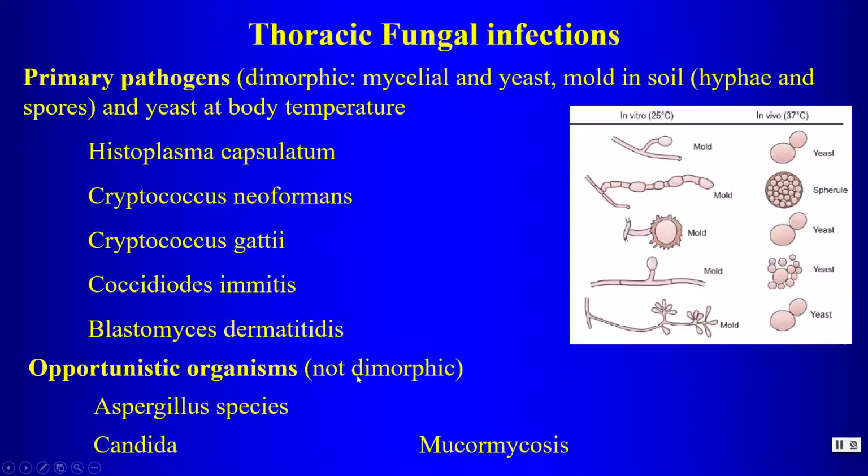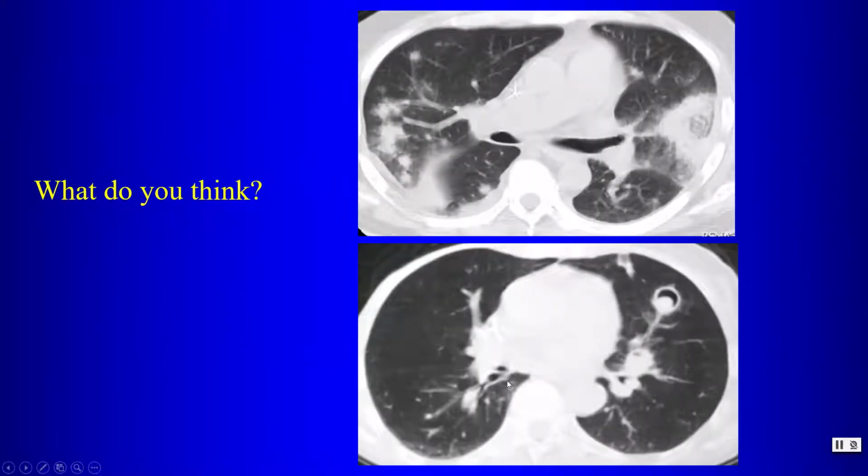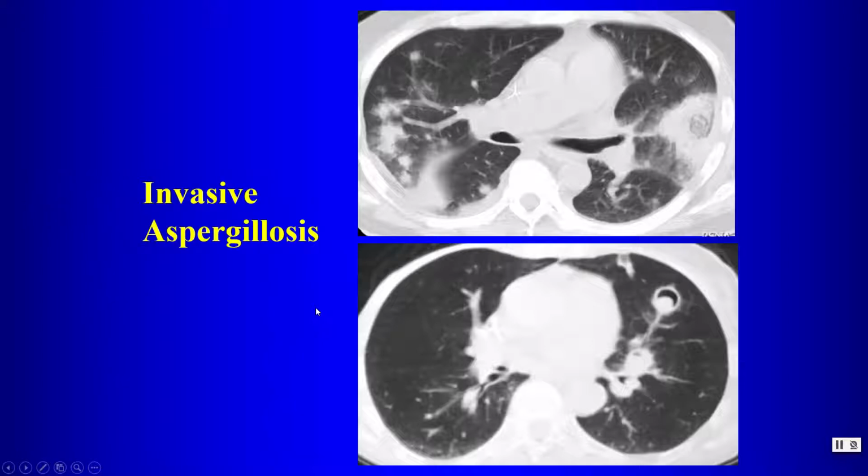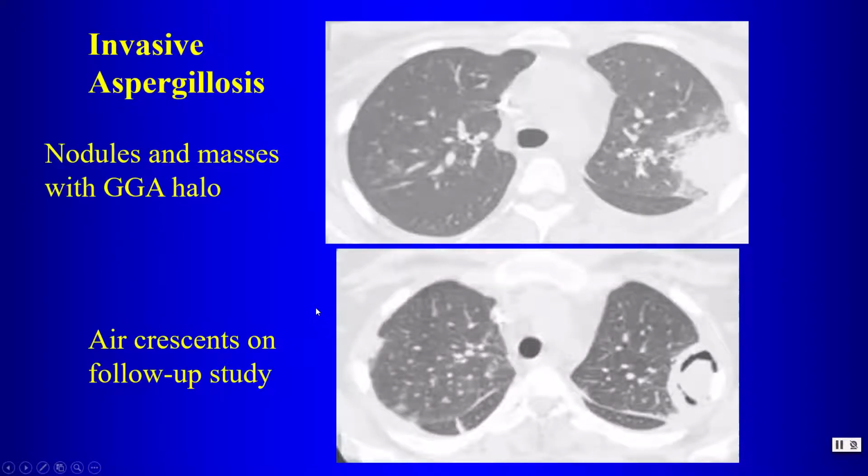As opposed to opportunistic fungal organisms, these are not dimorphic, and these tend to affect immunosuppressed hosts. So if we have a case like this, where we have these nodular opacities with ground glass halos, and then we see this one is developing an air crescent, well, of course, we're familiar with invasive aspergillosis. So invasive aspergillosis will give you nodules and masses with ground glass halos.